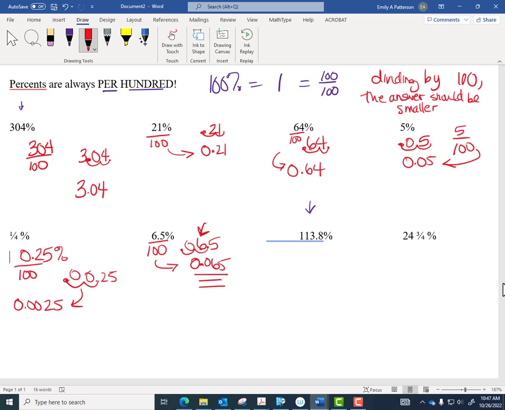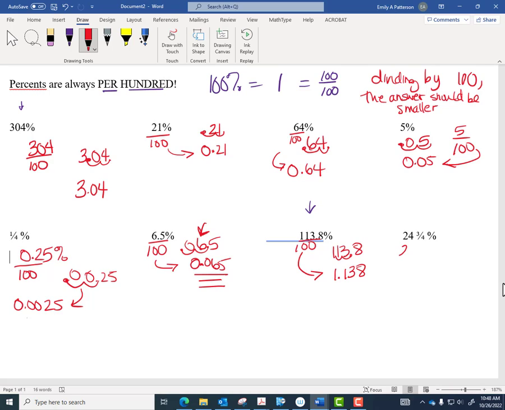Same thing here when I have 113.8. This one is over 100%, so my decimal better be greater than 1. So moving it 2 times, because we're always moving it twice, I have 1.138. Don't forget all of your place values, all of your digits. Or again, dividing it by 100, I'll end up with the same thing.